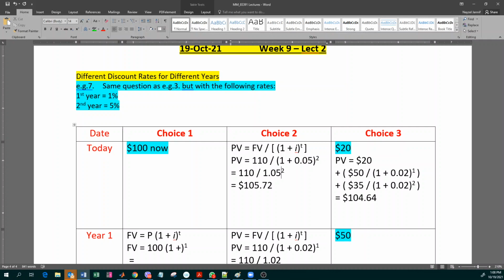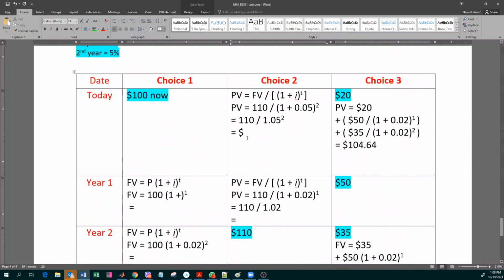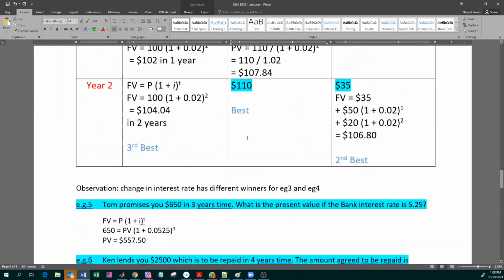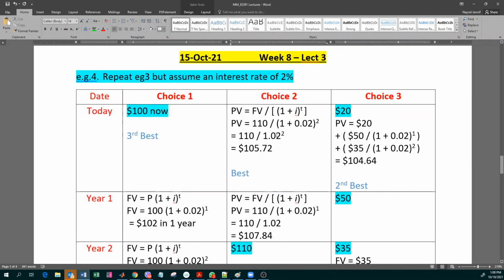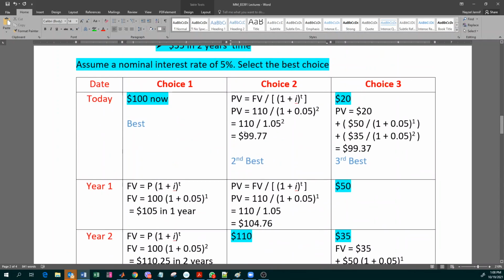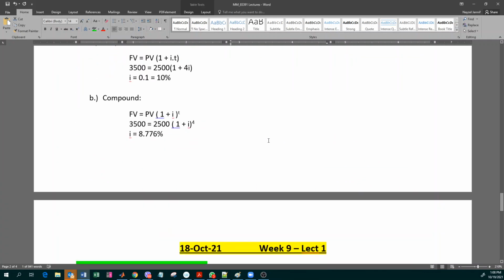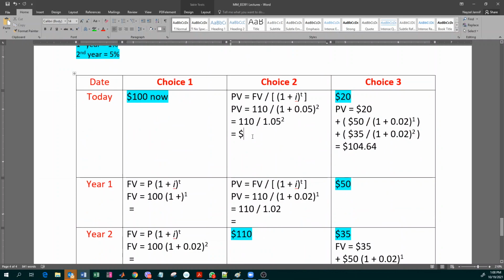We have this answer of $110 divided by 5%. So what do we get? Let's scroll back. That is $99.77. There we go. Now let's compare choice 3.